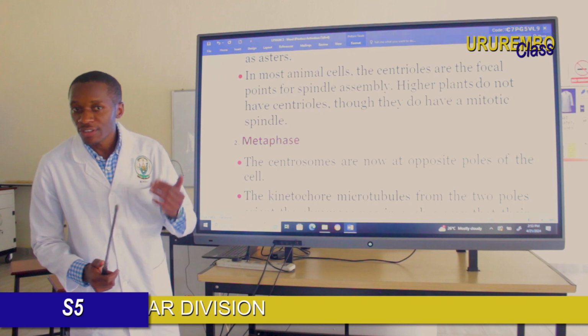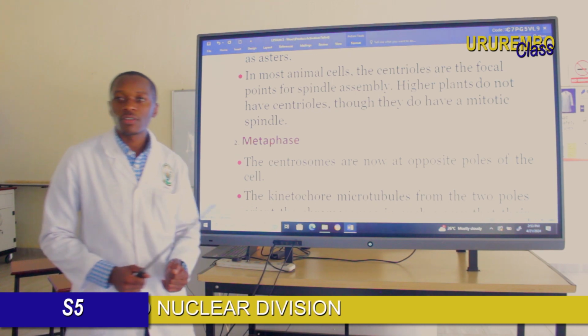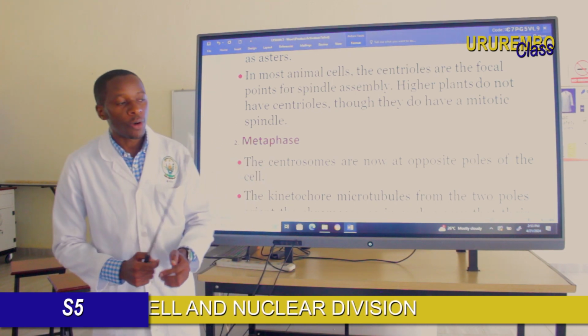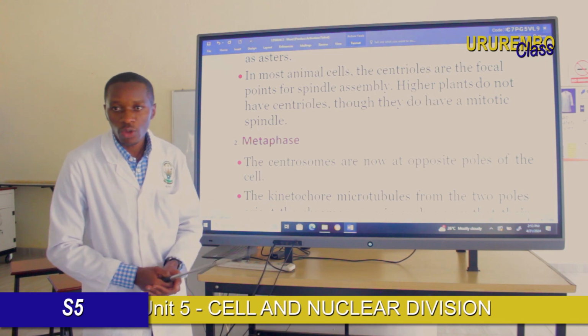Dear students, if you understand well, who can remind us of one characteristic of the prophase of mitosis? So we have seen those.